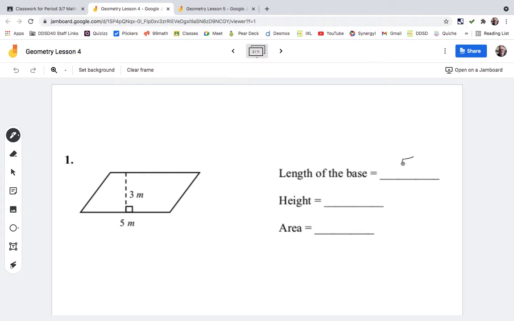The base is 5 meters. The height is 3 meters. So the area is 15, and we have to put square meters. That is 3 times 5.